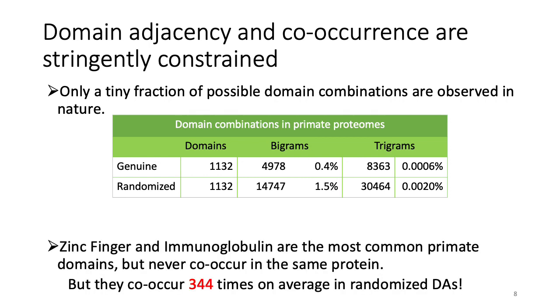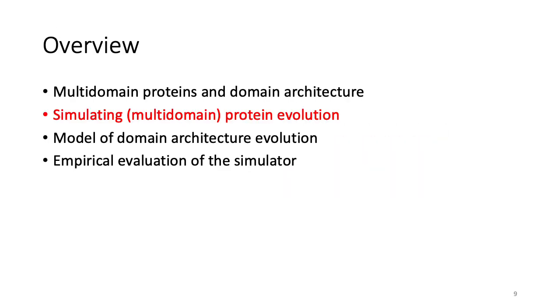Another good example is that zinc finger and immunoglobulin are the most common primate domains, but never co-occur in the same protein. But they co-occur 344 times on average in randomized DAs. As we have just seen, domain adjacency and co-occurrence are stringently constrained. A realistic simulator of domain architecture evolution should reproduce these constraints. I'm going to review some existing protein evolution simulators and discuss why we need more to simulate domain architecture evolution.